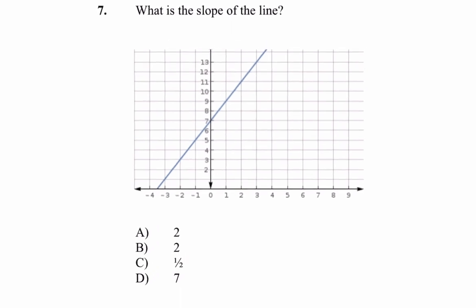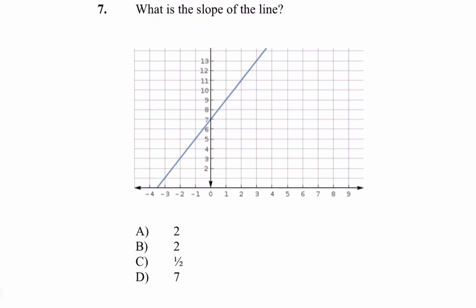Number 7. What is the slope of the line? The formula to find slope is m equals y2 minus y1 over x2 minus x1. This is the formula to find the slope, or gradient, of the graph. But this one gives you only a graph, right? You need to find two coordinate pairs from the graph.